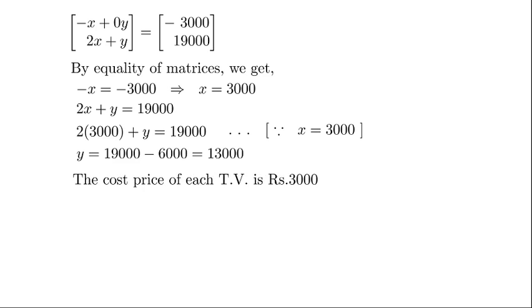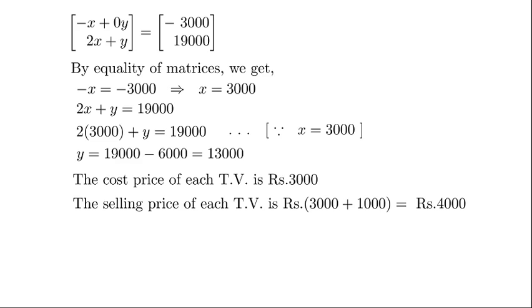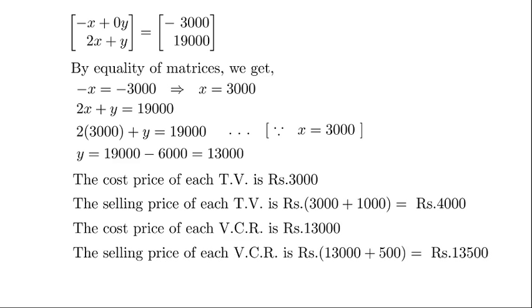Therefore the cost price of each TV is rupees 3,000 and the selling price of each TV will be rupees 3,000 plus 1,000 equal to rupees 4,000. And the cost price of each VCR is rupees 13,000 and the selling price of each VCR is rupees 13,000 plus 500 equal to rupees 13,500.